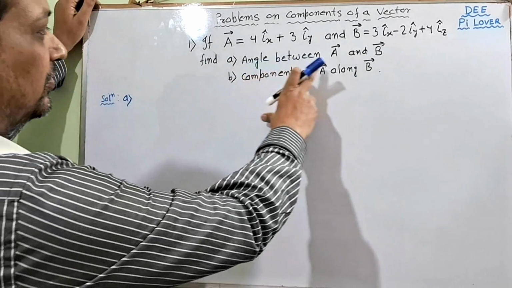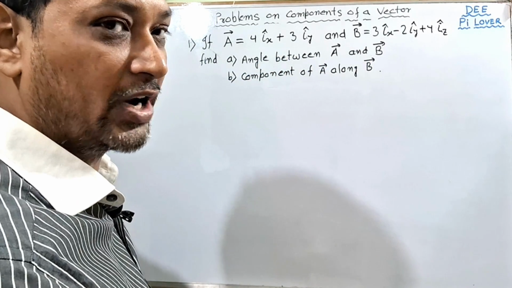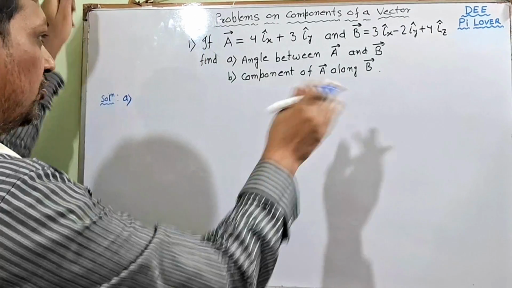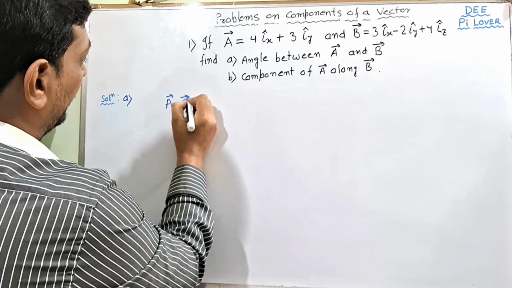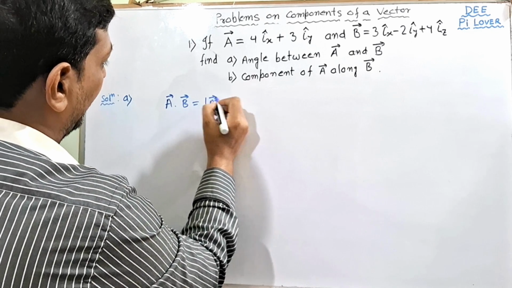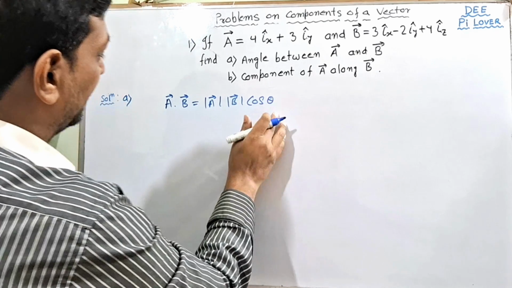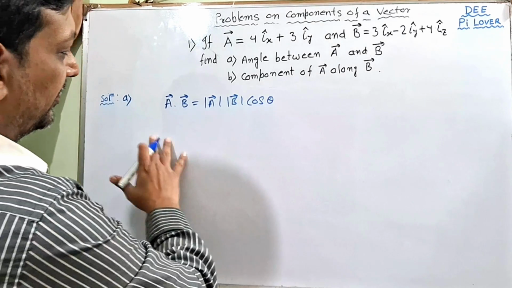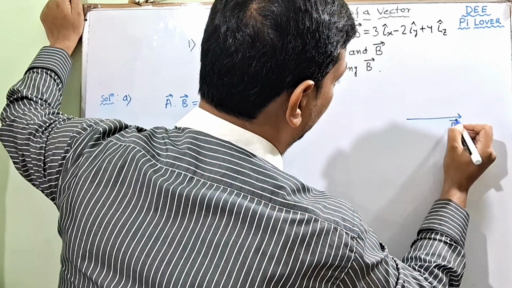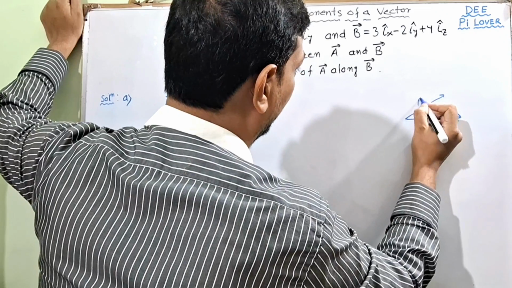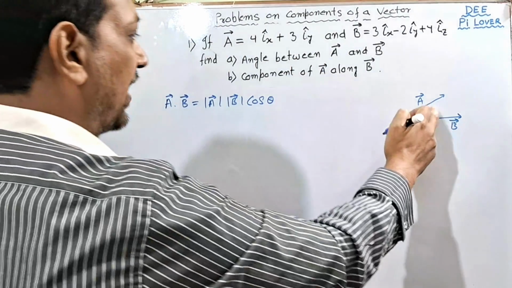Here we have to find out the angle between A vector and B vector. We can find this by using simply the dot product or cross product. Now, we use here the dot product. A dot B equal to mod A mod B cos theta. This theta is the angle between A vector and B vector. We know this relation. Now suppose this is the B vector and this is the A vector, then this is the angle between these two vectors and we have to find this theta.